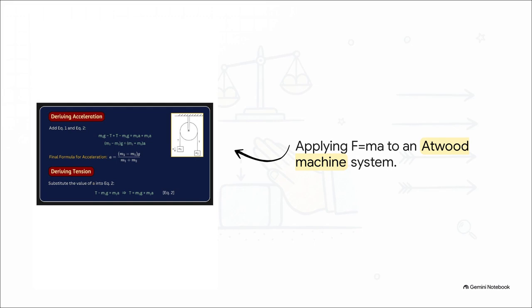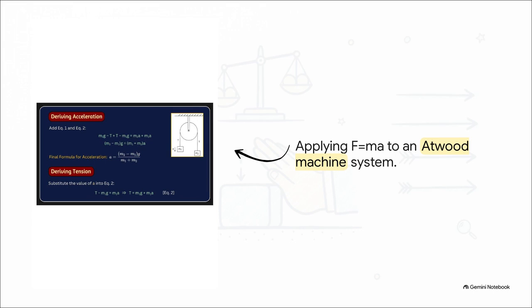Now, because the masses are different, Earth's gravity pulls down on the heavier one harder than the lighter one. This creates exactly what we talked about earlier, a completely unbalanced force. But what is truly brilliant about this system is how we can take that simple F equals ma formula we just unpacked and apply it to both masses simultaneously to figure out exactly what's going to happen. By setting up basic equations for both of these hanging masses and factoring in the tension of the rope that connects them, we can elegantly isolate our variables.